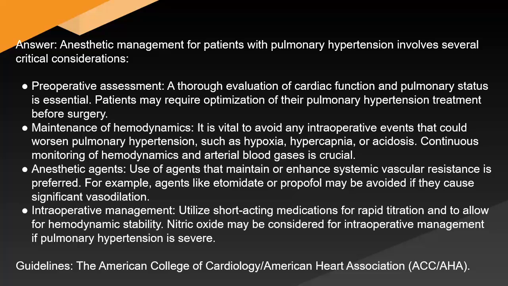Maintenance of hemodynamics. It is vital to avoid any intraoperative events that could worsen pulmonary hypertension, such as hypoxia, hypercapnia, or acidosis. Continuous monitoring of hemodynamics and arterial blood gases is crucial. Anesthetic agents: use of agents that maintain or enhance systemic vascular resistance is preferred. For example, agents like etomidate or propofol may be avoided if they cause significant vasodilation. Intraoperative management. Utilize short-acting medications for rapid titration and to allow for hemodynamic stability. Nitric oxide may be considered for intraoperative management if pulmonary hypertension is severe.